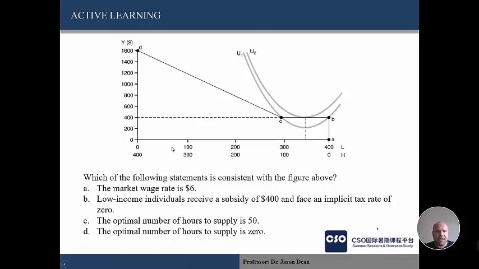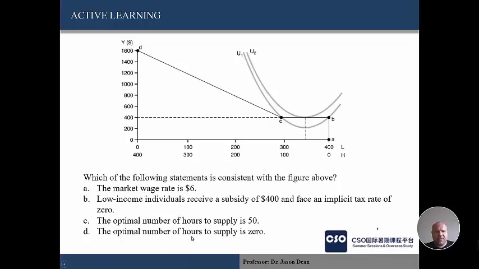Okay, now we have the same diagram in the next question, and it's asking which of the following statements is consistent with the figure above. A, the market wage is $6. B, low-income individuals receive a subsidy of $400 and face an implicit tax rate of 0. C, the optimum number of hours to supply is 50. Or D, the optimum number of hours to supply is 0.